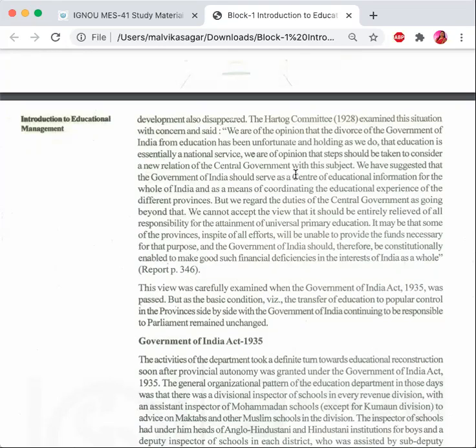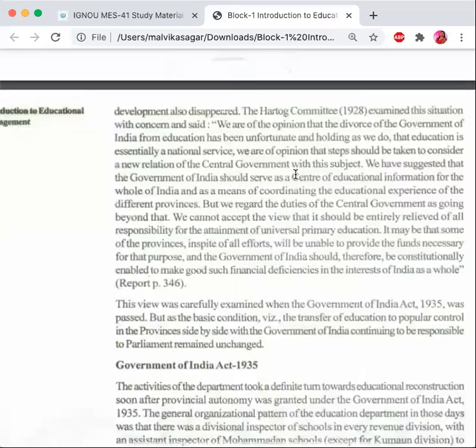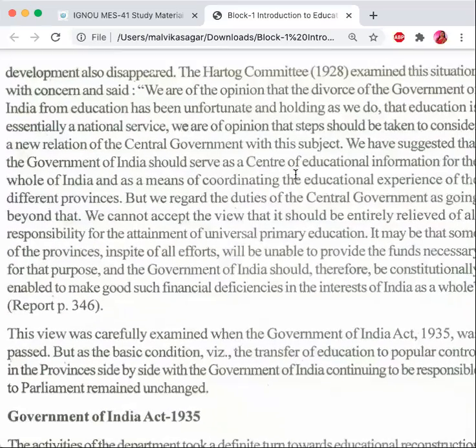It may be that some of the provinces, in spite of all efforts, will be unable to provide the funds necessary for that purpose, and the government of India should therefore be constitutionally enabled to make good such financial deficiencies in the interest of India as a whole. It was written in the report on page number 346.